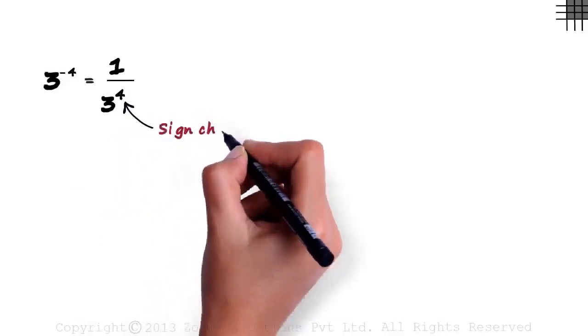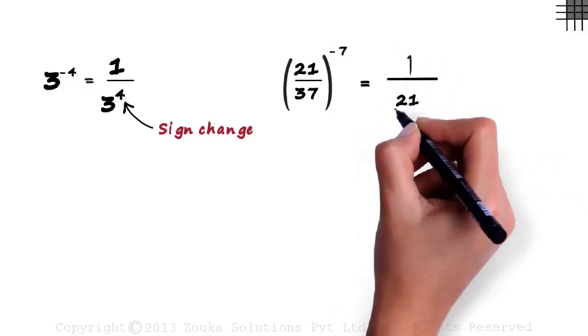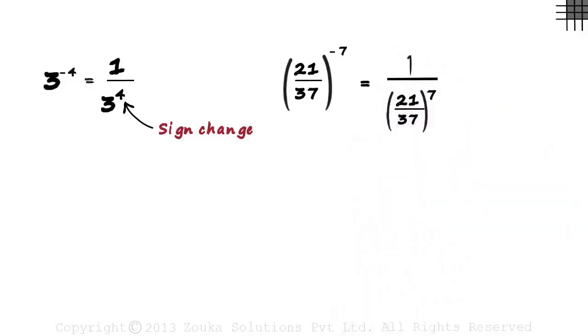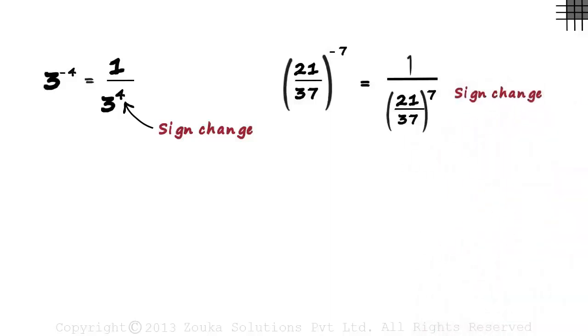There's a very simple trick we need to understand here. Consider 3 raised to minus 4. When we have to write it down as a positive exponent, it equals 1 divided by 3 raised to 4. So all we did here is change the sign of the exponent and wrote it under 1. Now consider 21 by 37, the whole raised to minus 7. To write it down as a positive exponent, we write it down as 1 divided by 21 by 37, the whole raised to 7. Again, we just changed the sign of the exponent and wrote it under 1.